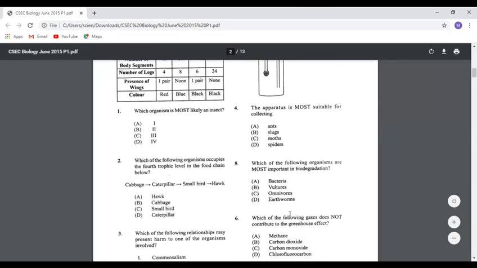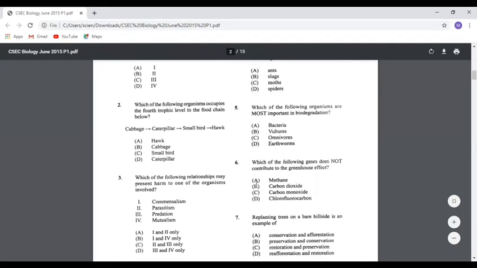Which of the following organisms are most important in biodegradation? A, bacteria, B, vultures, C, omnivores, D, earthworms. So earthworm is important in biodegradation. Omnivores, no. Vultures, no. Bacteria, yes. So we're stuck between bacteria and earthworms. So the question asks, which of the following organisms are most important? So the one that would be most important would be bacteria.